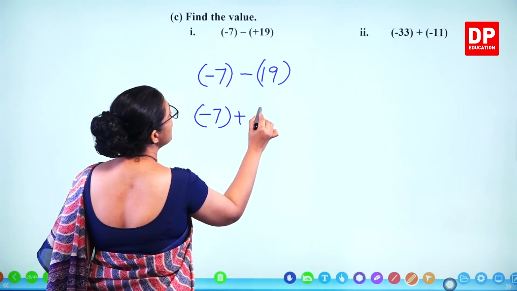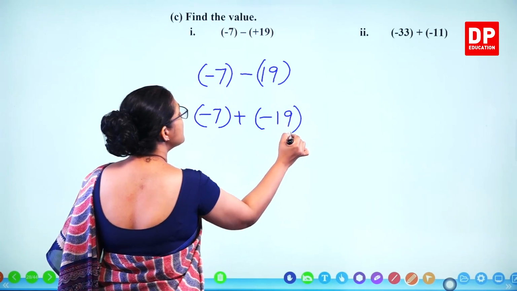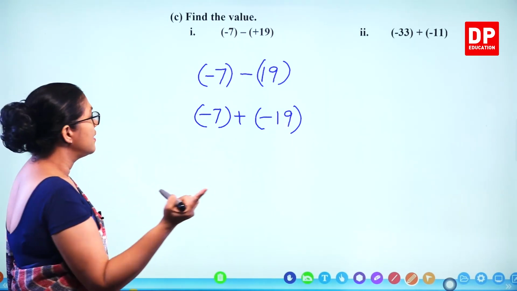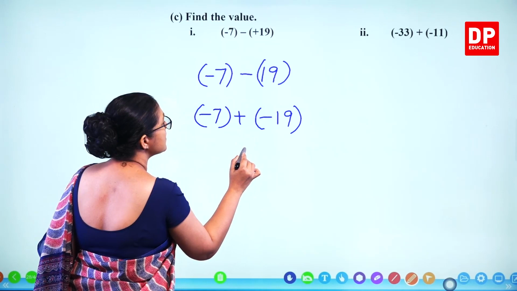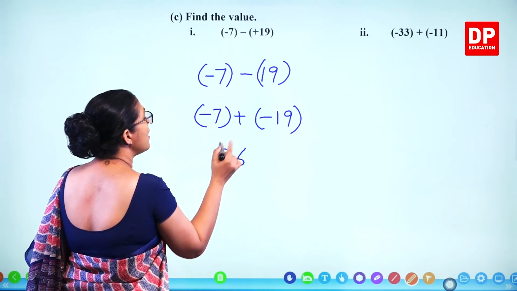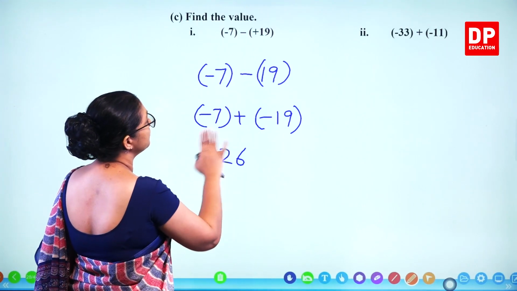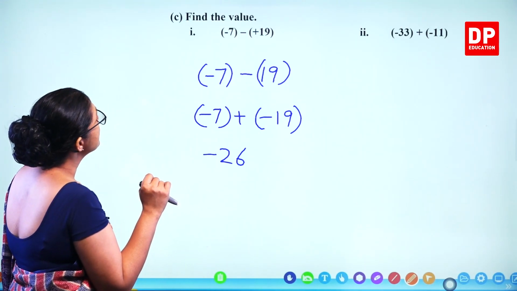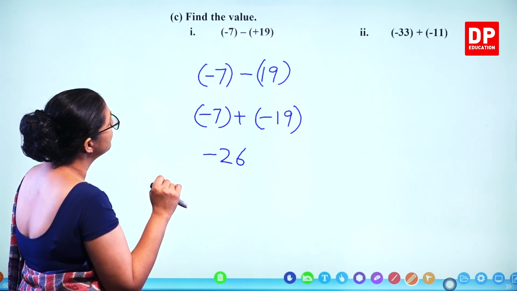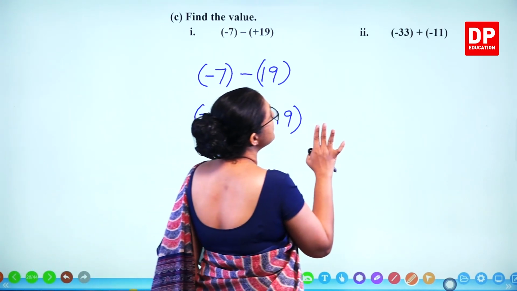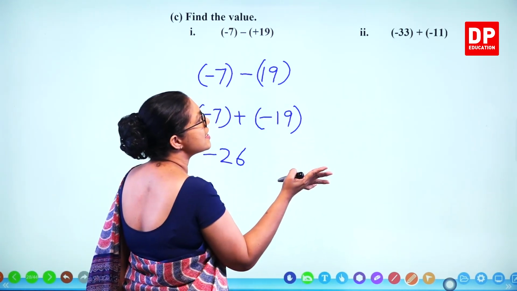both negative numbers. Same sign, what you do, take the addition. 9 plus 7, 16, 1. And then put the sign of the numbers, both numbers. So minus 26. This one, minus 33 and minus 11, both negative.